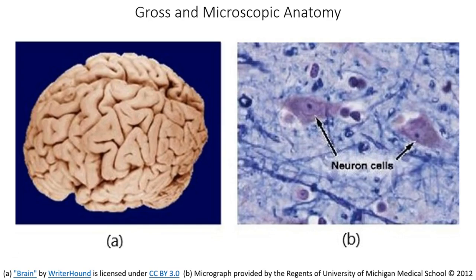Other cells of the body would be microscopic, as well as little tiny structures within different organs, like microvilli and cilia and stuff like that would also be examples of microscopic anatomy.